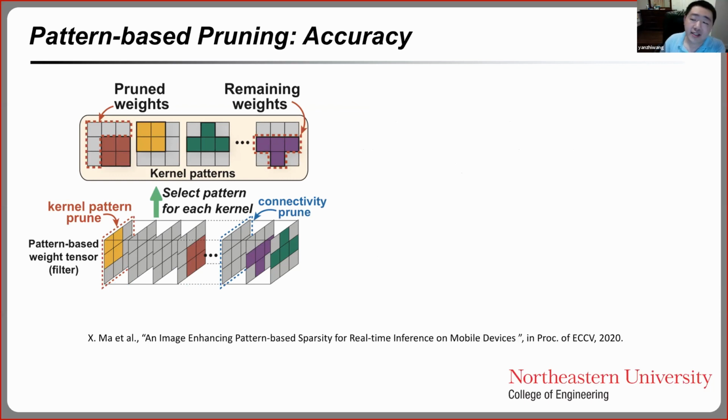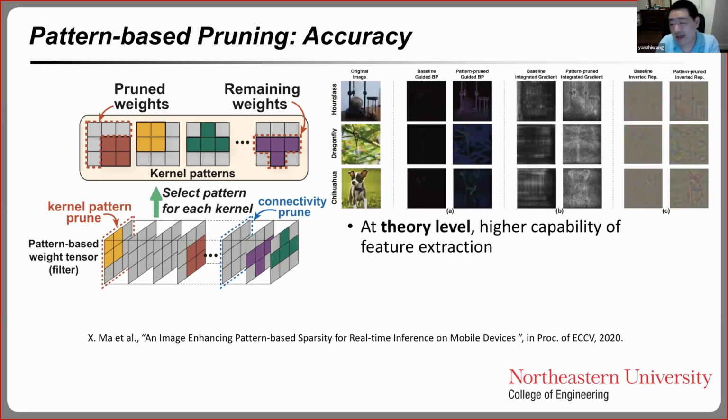What is the advantage here? We want to say that it is simultaneously accurate and efficient. Why high accuracy? At the theory level, for this kind of pattern-based pruning, people say that kernels should be a pattern. Kernels should not be a square size because this eliminates overfitting and it has a higher capability of feature extraction.